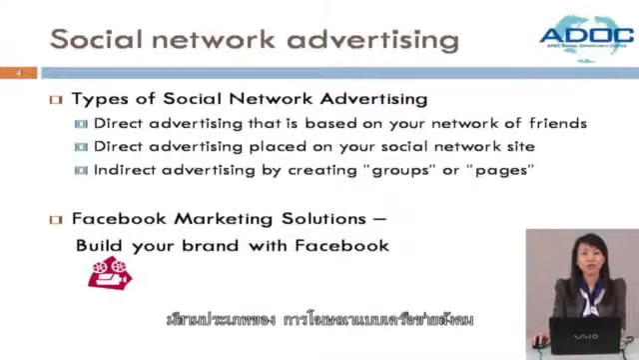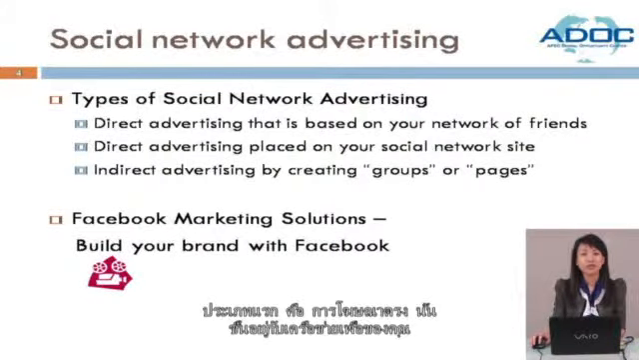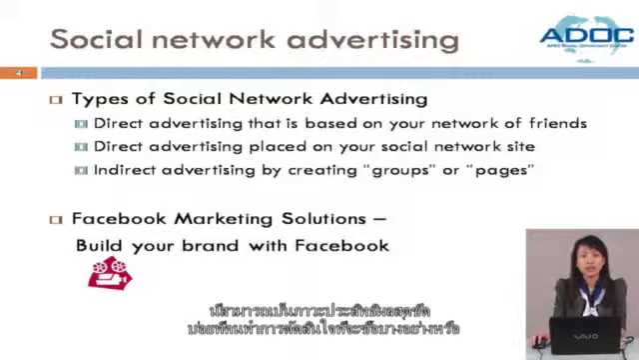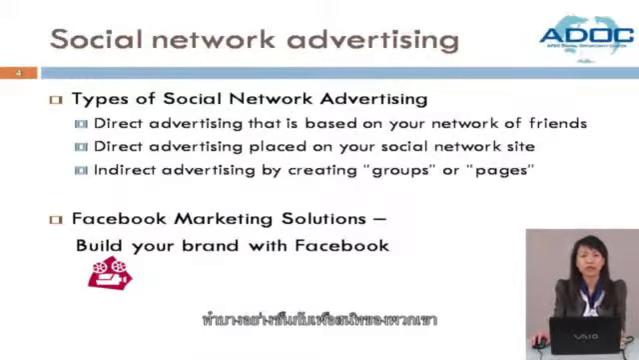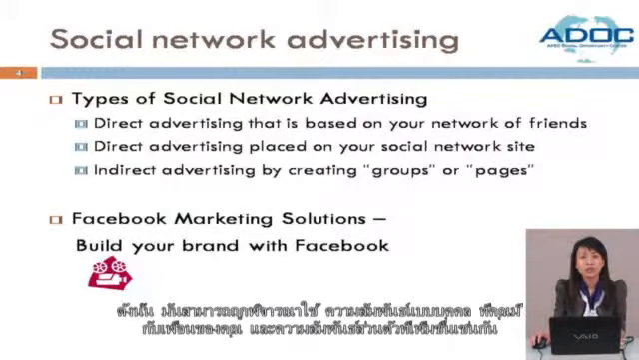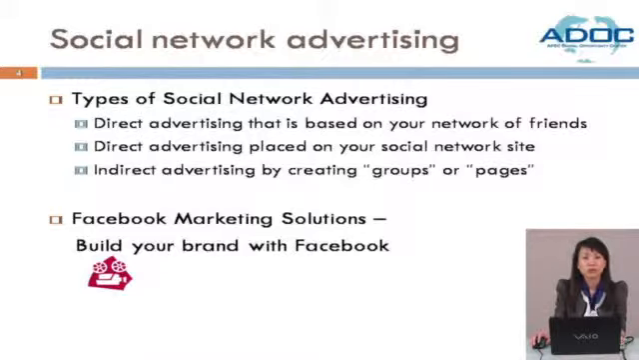There are three types of social network advertising. The first type is direct advertising that is based on your network of friends. This can be an extremely effective mode as often people make decisions to purchase something or do something based on their close group of friends. However, there is also a lot of controversy surrounding this, so it can be considered using the personal relationships you have with your friends and also raises privacy concerns.